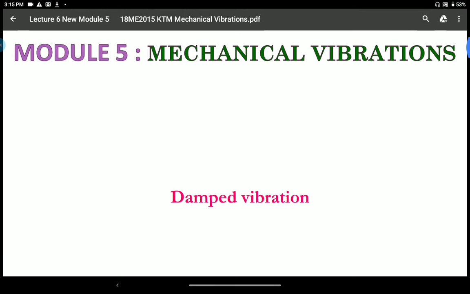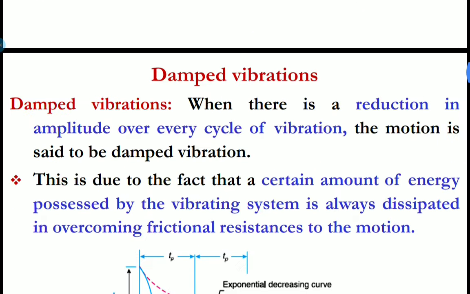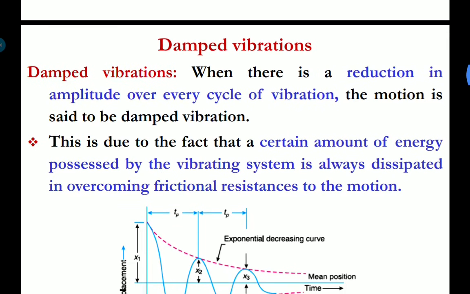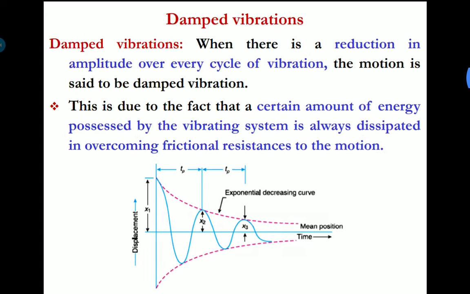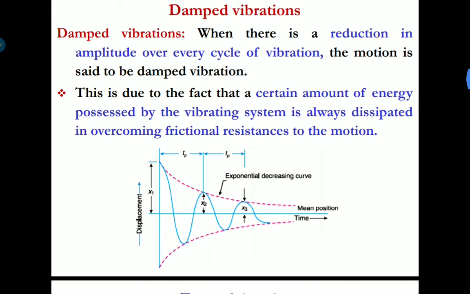Hello friends, in this lecture we can discuss some of the concepts related to damped vibration. So what is damped vibration? When there is a reduction in amplitude over the cycle of vibration, we can call that damped vibration. From the diagram we can easily understand how the damping is taking place and how the amplitude slowly reduces and reaches a mean position.